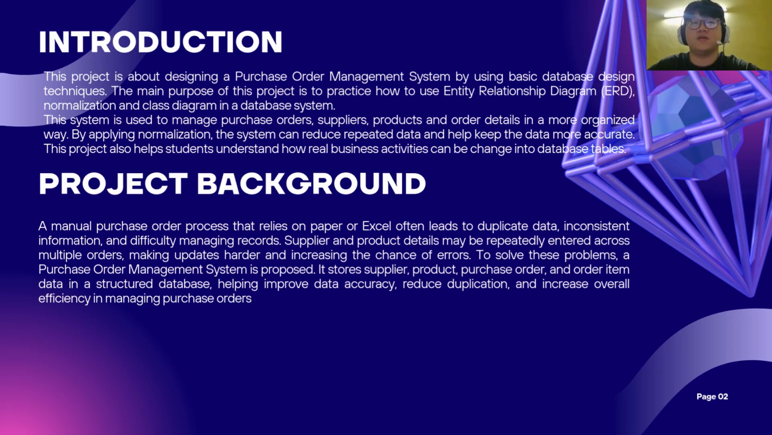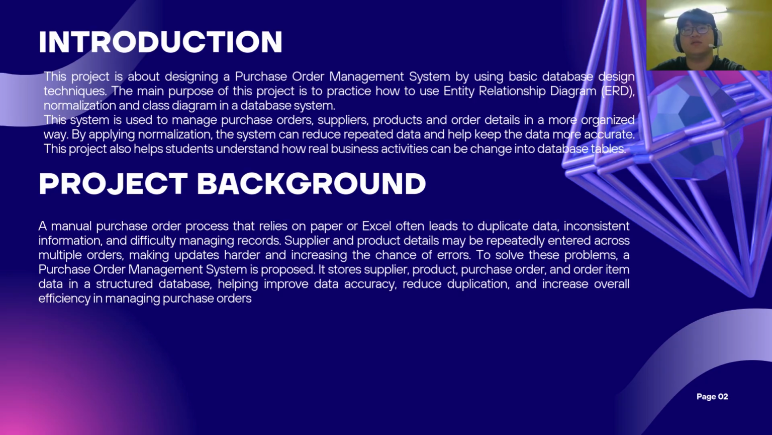The main purpose of this project is to practice how to use the entity relation diagram, normalization, and class diagram in a database system. The system is used to manage purchase orders, suppliers, products, and order details in a more organized way. By applying normalization, the system can reduce repeated data and help keep the data more accurate. This project also helps students to understand how real business activities can be changed into database tables.